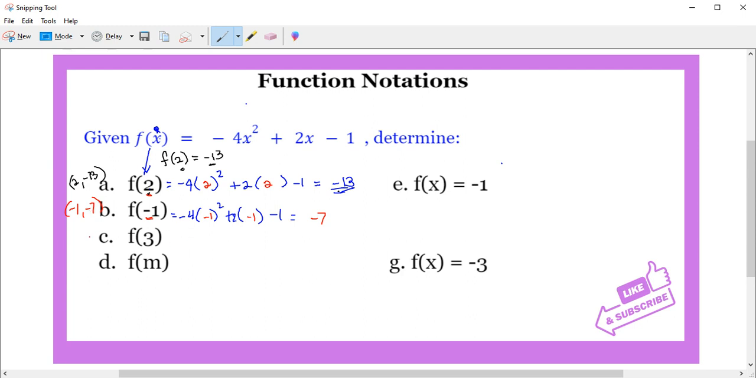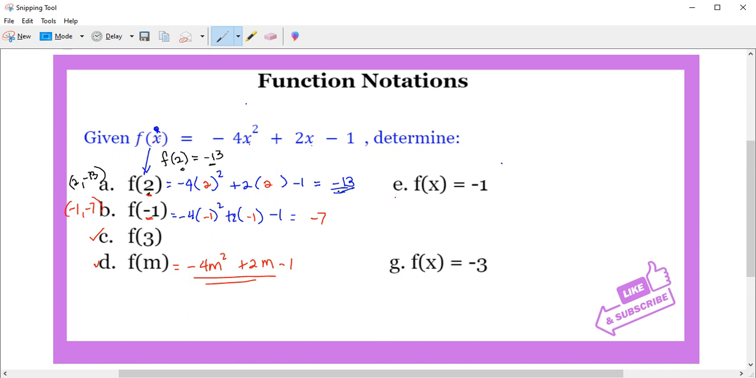All right, I'd like you to try letter C. I'm going to do letter D now. In this case, I replace the x with m. That only means every time you see an x, you will replace it with m. So that would just be negative 4m squared plus 2m minus 1. And that is it.